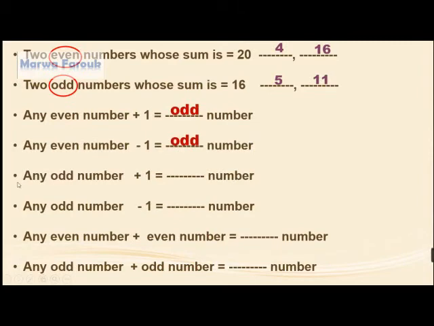Okay. Now, any odd number plus 1 equals what number? I don't know again. So I will pick any odd number like 7. And I will say 7 plus 1 equals 8. And 8 is an even number. So I will write it even. If I make the same number here, 7 minus 1, it will give me 6, and 6 is also an even number. Now let's move to the last two exercises here.